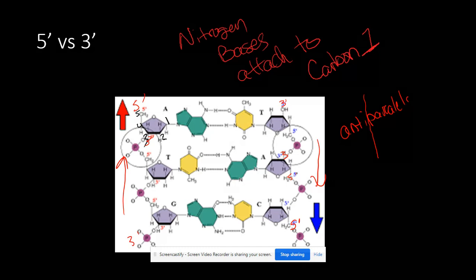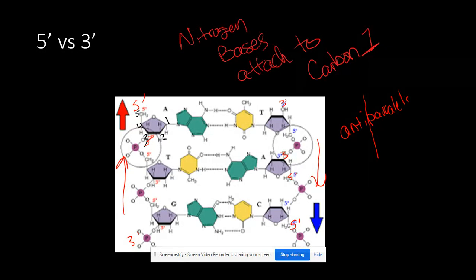Okay, you're good there? Okay, all right. So again, you just look at one sugar, and it tells you what end is what. And if you can figure out one side, you should never assume anything, but you can assume what the other side is, right?